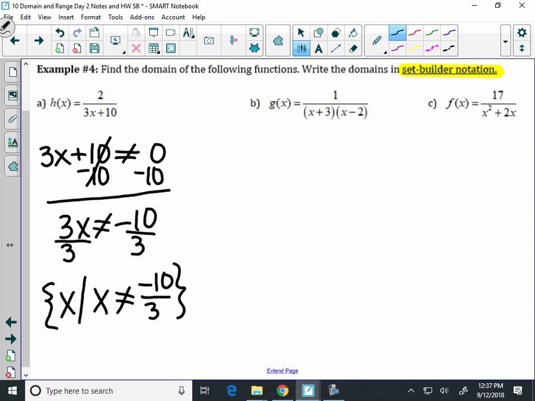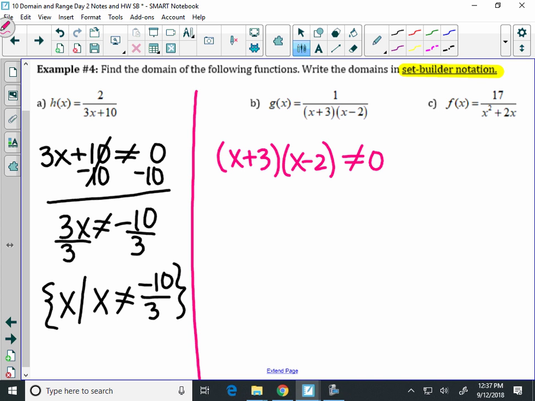Now it should be pretty straightforward. Then we get to something that looks like b. b looks a little funky. x plus 3 over, and x minus 2 is your denominator. Well, we're going to start the same way. We're going to take the denominator, x plus 3 times x minus 2, and set it not equal to 0. Well, that should look semi-similar to something you did back in Algebra 1 with factoring. This is similar to your zero product law.